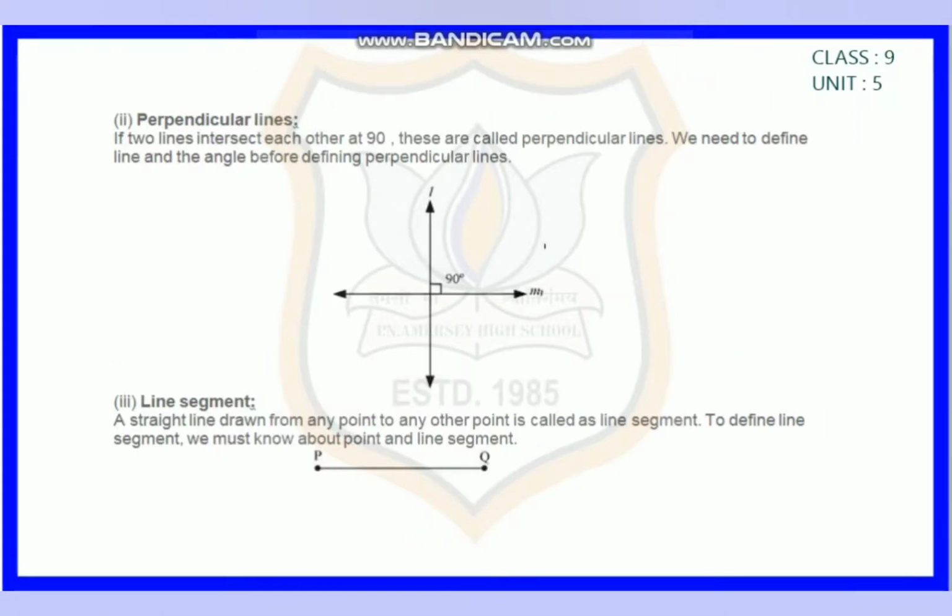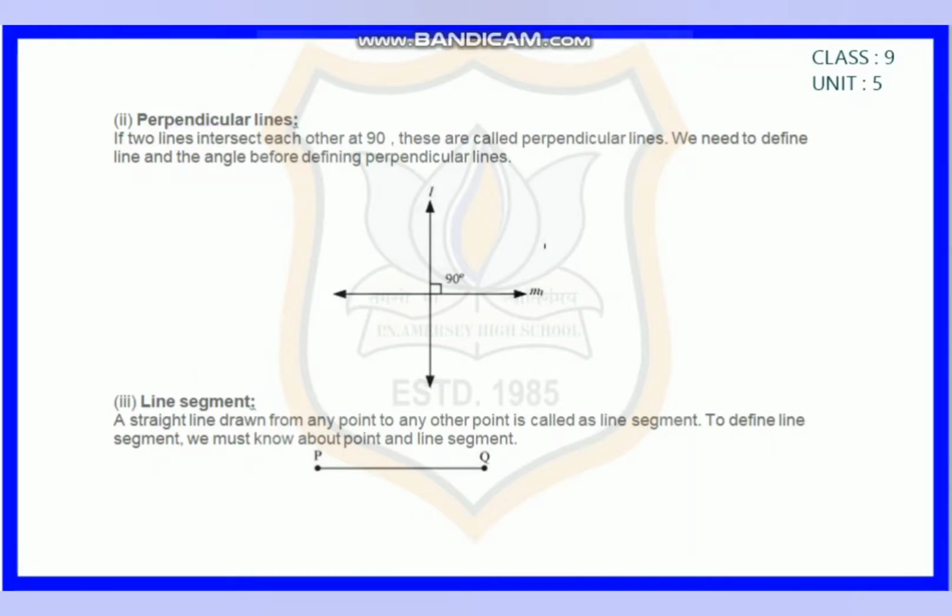Next is perpendicular lines. The lines which intersect at 90 degrees are called perpendicular lines. Here one line is called L and another line is called M. These two lines intersect at an angle of 90, so I can call them perpendicular lines. The lines which intersect at 90 degrees are called perpendicular lines.